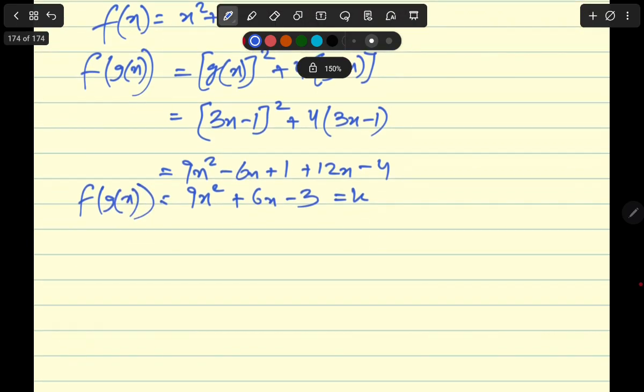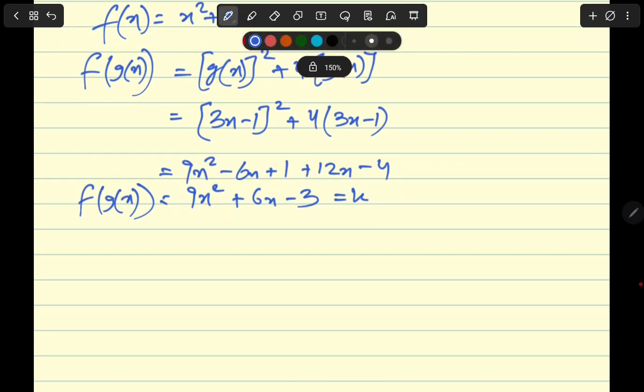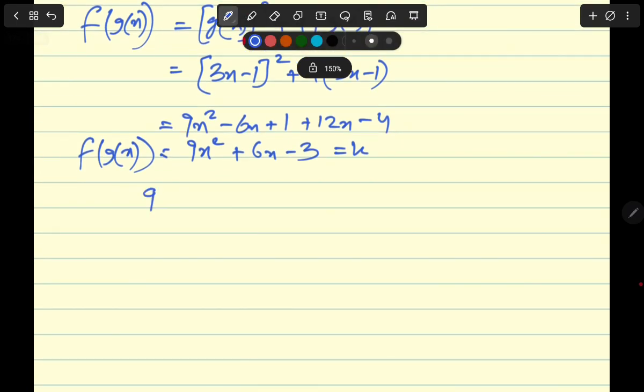Now, this entire expression only has a single root, right? Which means that its discriminant is going to be equal to 0. Now, let me change color. So this is going to be 9x squared plus 6x minus 3 minus k, or I can put a plus here and put it inside the bracket, is equal to 0.